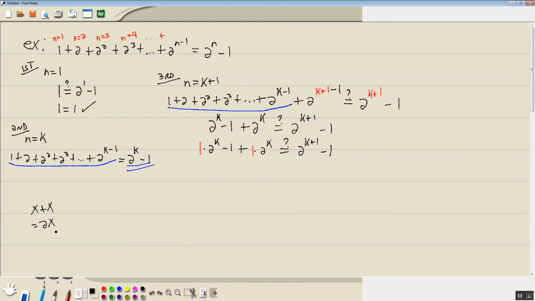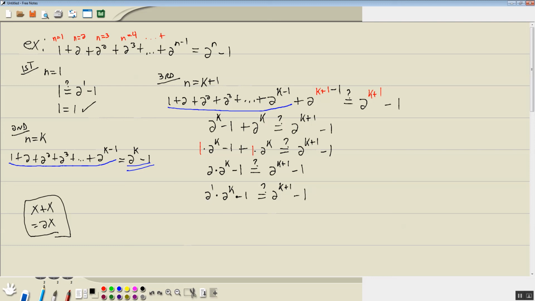Using the same principle as combining like terms, where you add numbers that are in front of them, 1x plus 1x is 2x. 1 times 2 to the k plus 1 times 2 to the k is 2 times 2 to the k. And we're wondering if that's equal to this other side. Kind of tricky, but you have to keep in mind the like terms, how that worked. Now 2 is 2 to the first power. So we have this. We're wondering if that's equal to the other side.